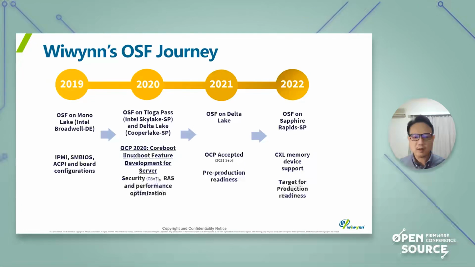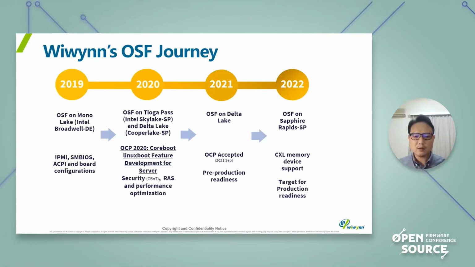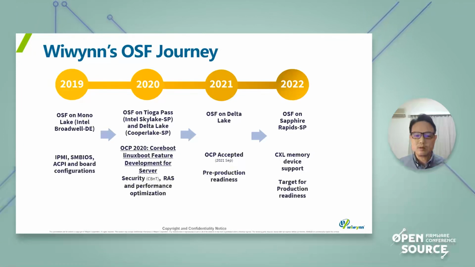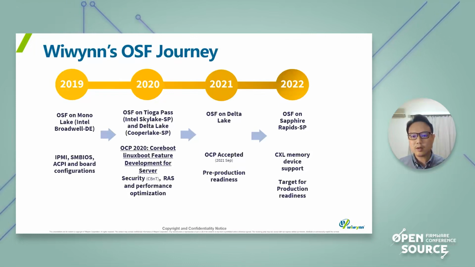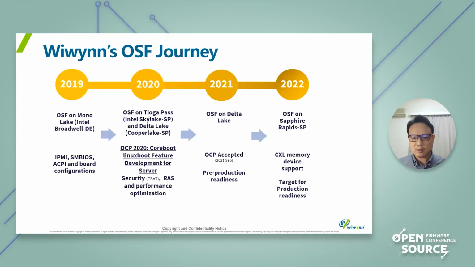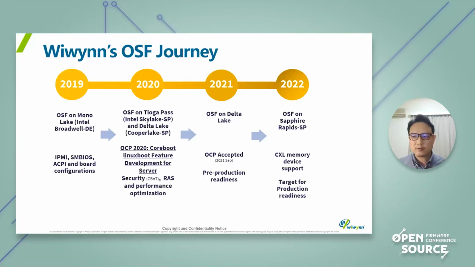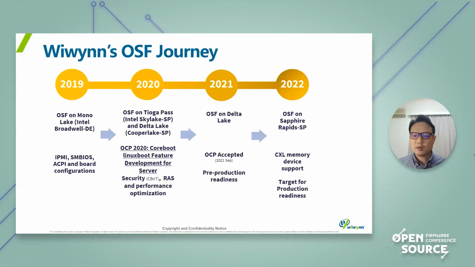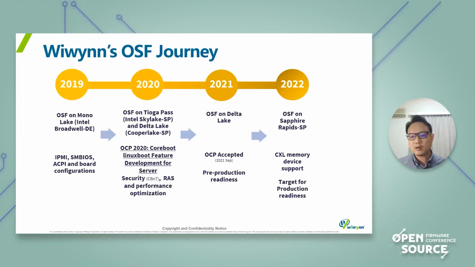In 2020, about coreboot LinuxBoot development, Meta developed ROS features and Elements developed security features, and we also did some performance optimization. And we continued our work into 2021 on OCP Delta Lake, and we submitted the OCP OSF checklist for Delta Lake, and it just got OCP accepted. The overall features have reached pre-production readiness. In 2022, we have been working on Intel Sapphire Rapids. CXL memory device support has been added, and we are targeting production readiness.